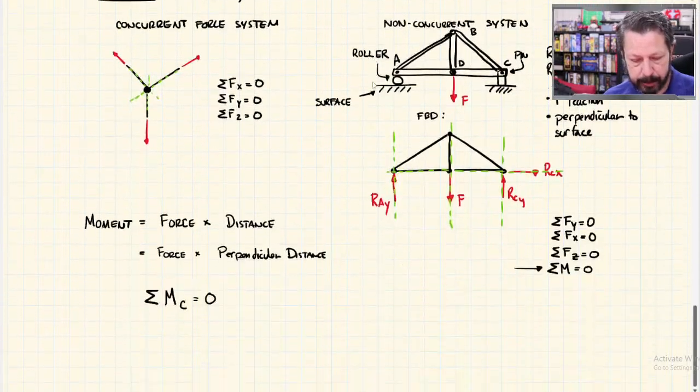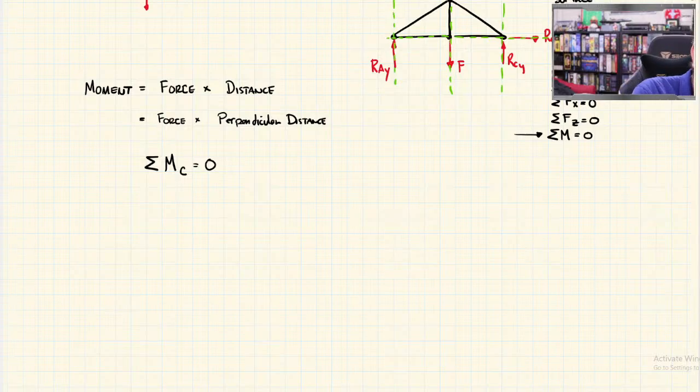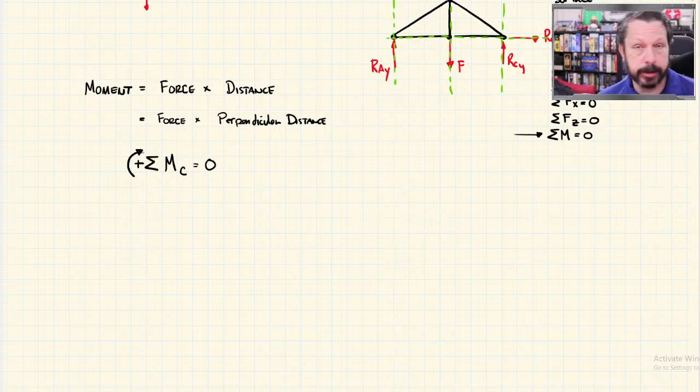So how I'm going to do that is I'm going to draw an arrow. In this case, I'll draw clockwise positive. You could do counterclockwise positive, and that'd be fine. In fact, a lot of the problems do use counterclockwise positive.